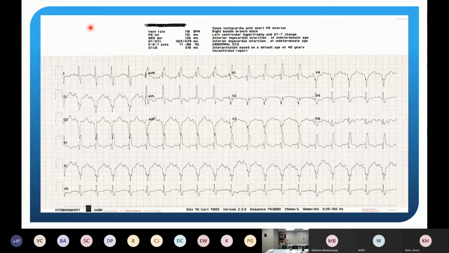Either way, though, she just had a VFib arrest. She needs to see a cardiologist and go to the cath lab. She went to the cath lab. She had an LAD occlusion, got a stent, and is doing pretty good right now. Questions?